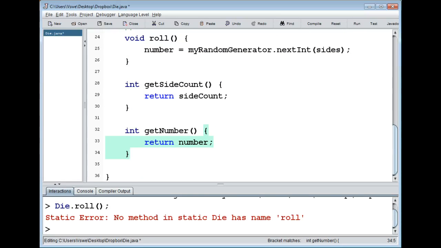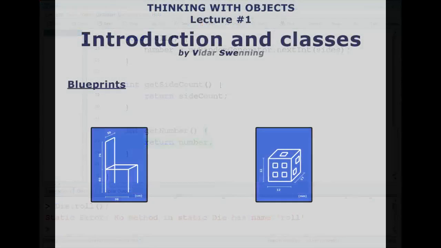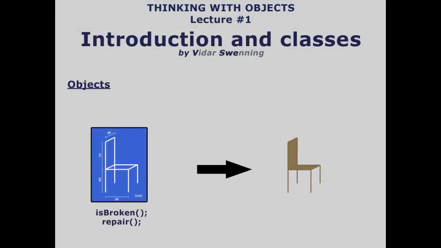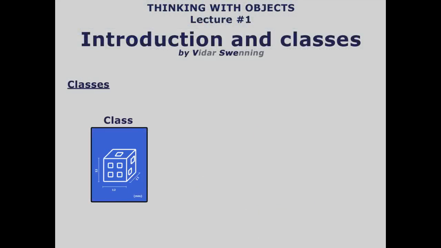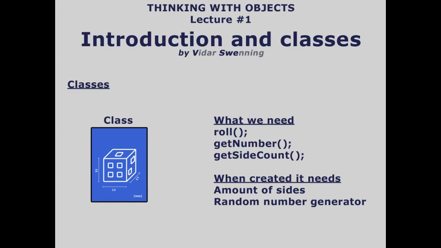So let's go back to the slides here, which are resetting, stupid things. So we have these things. We need roll, we have that. getNumber, we have that. getSideCount, we have that. And when it's created, we need to be able to give it the amount of sides and the random number generator. As we have seen, we have that as well. But we also have something else. If we don't want to, we don't have to specify the sides. So that's actually more than it says here in the specification that we had.